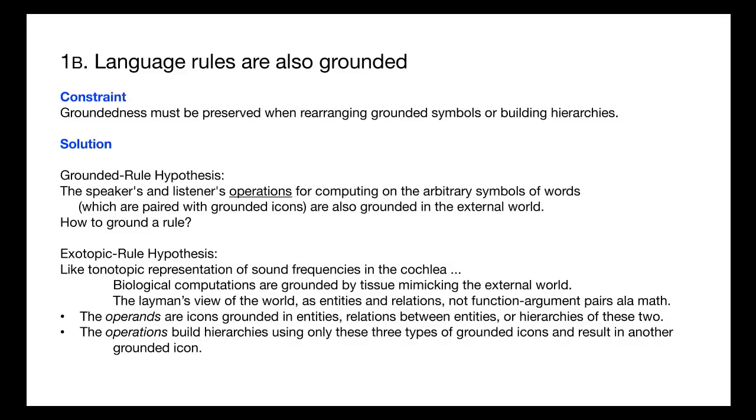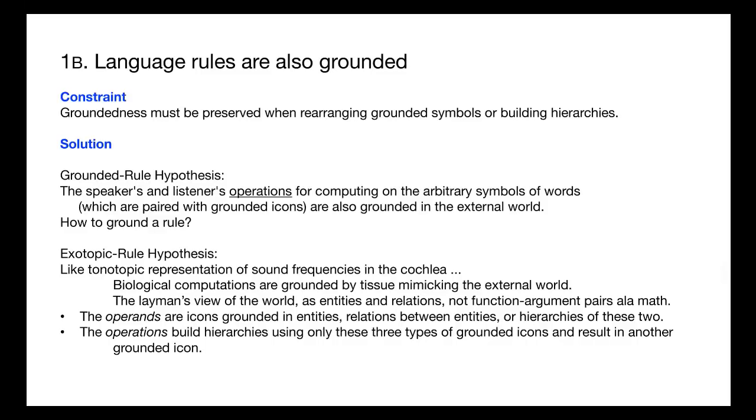And so that groundedness is preserved when you're doing computations on the individual grounded symbols. So the solution to that, I would say, has two parts. One's the grounded rule hypothesis. The speaker and the listener have operations on the arbitrary symbols of words that are grounded in the external world, so that they're manipulating those words in the same way that the representations would be manipulated. Or if you prefer, they actually are manipulating the representations, which is the more radical proposal. I think that's what's going on, but I'm not going to demand that just yet.